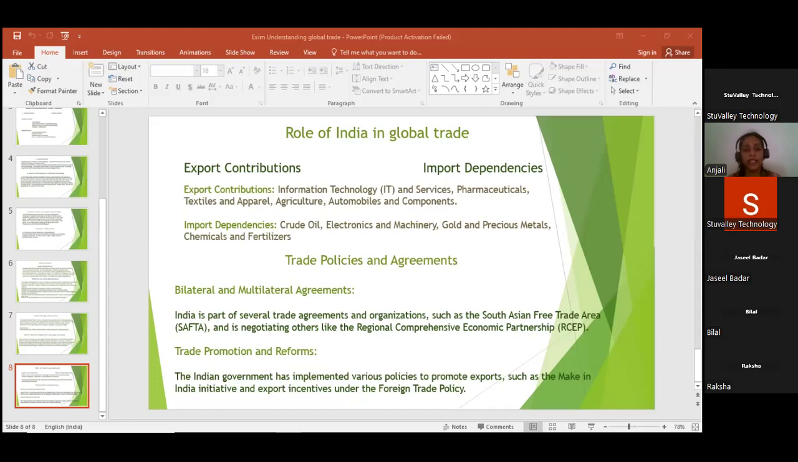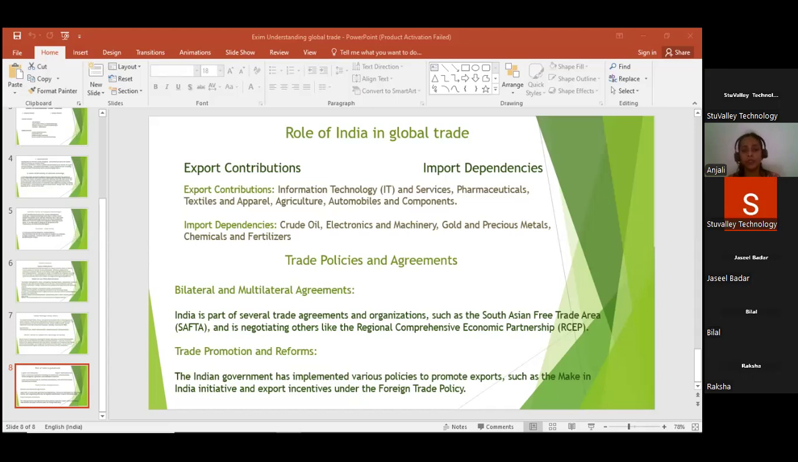Crude oil: India is heavily dependent on imported crude oil to meet its energy needs, making it one of the largest importers of oil globally. For example, we depend on petroleum from Saudi Arabia. Nowadays LPG and CNG gases have also come into use in vehicles, so we are importing those types of items from other countries. Next comes electronics and machineries.